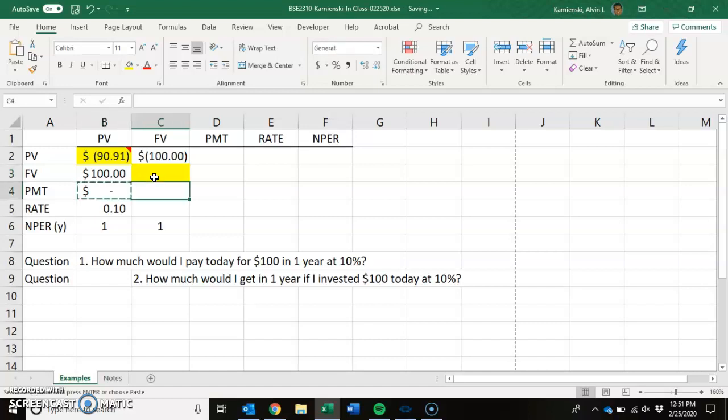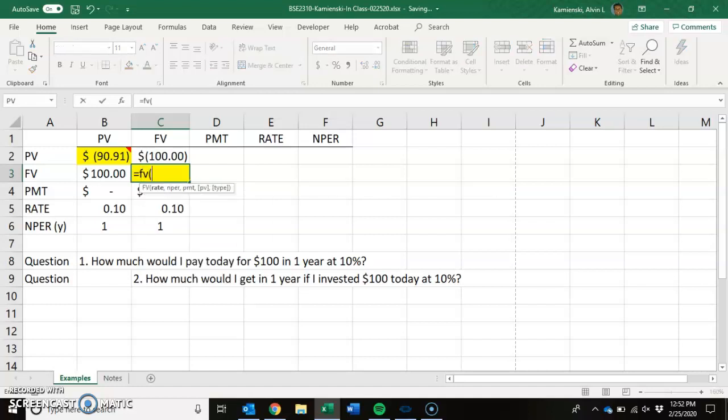And we won't worry about payment for a while. It's a special case that we'll get to. And again, my rate is 10%. How much money would I get in the future? I like equals FV. You might like finance, formulas, financial. But when you do it this way, what I dig about typing the code is it tells me in order. What's the rate? The rate is C5.